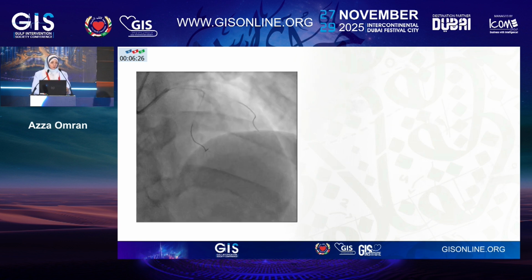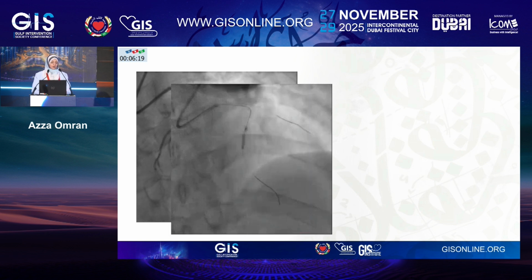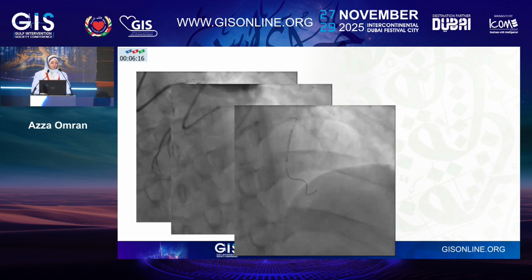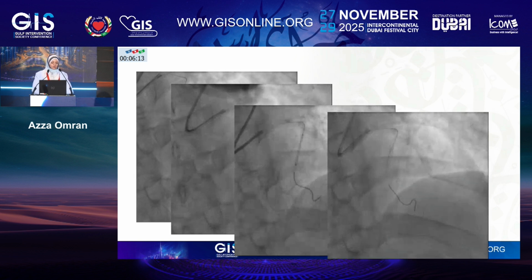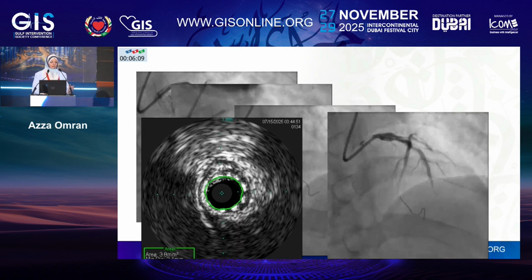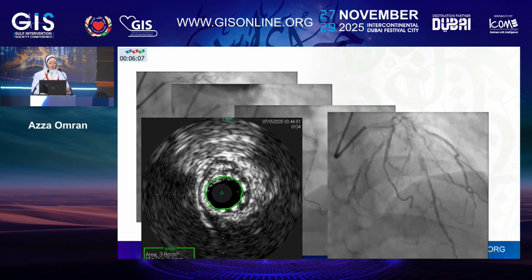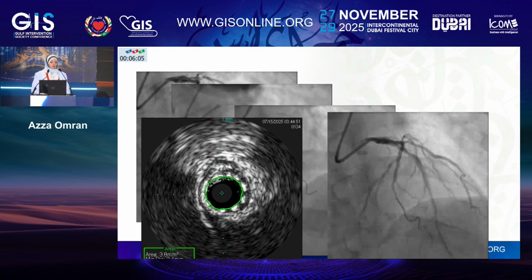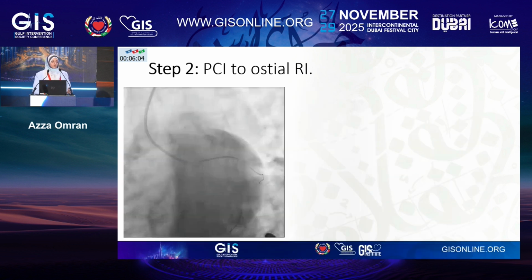We passed 2 BMW wires, one in the ramus intermediate and another in the OM. We redilated the lesion, then stented the lesion successfully with a good angiographic result, and the IVUS showed a very well opposed, very well deployed stent, with no distal edge dissection. Then we moved to the PCI to the ramus intermediate.